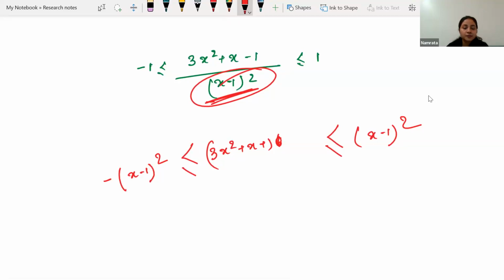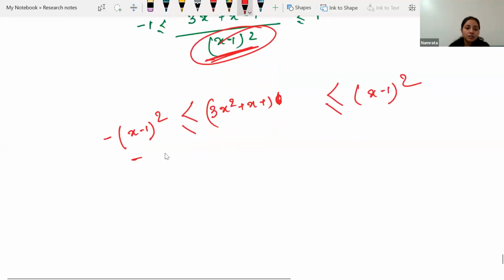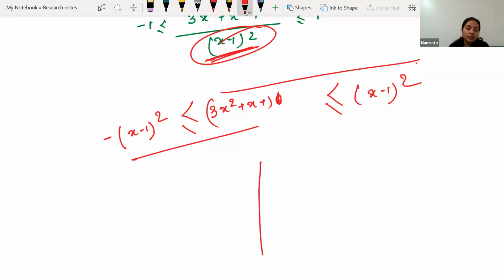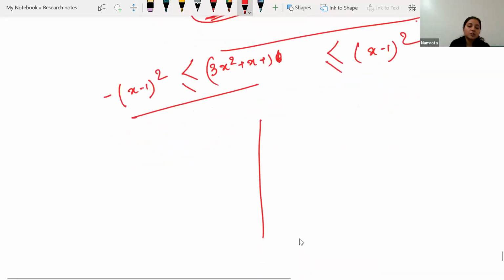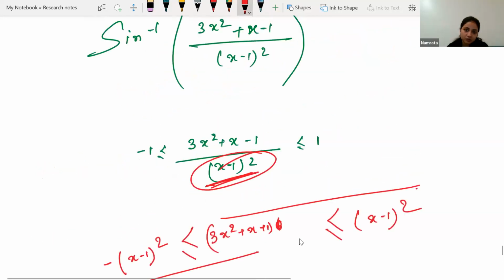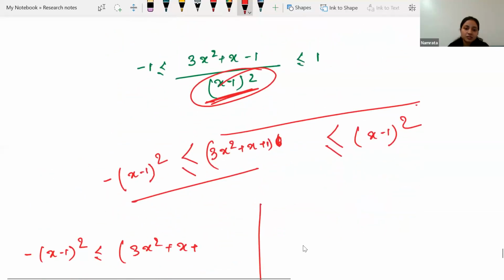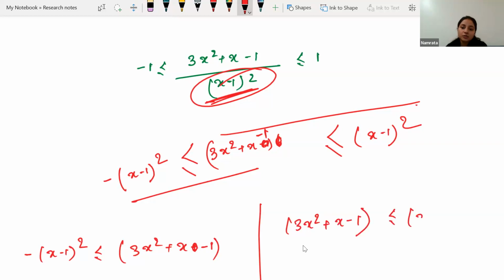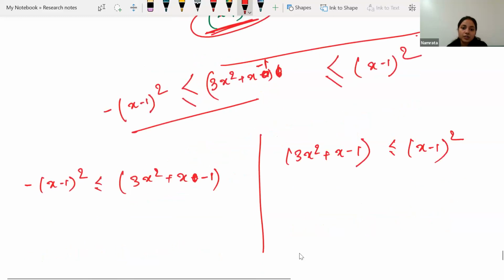Yes, ma'am. Let's solve it quickly. We have this one inequality, and another inequality; we will be solving it part by part, so that confusion will not arise. So minus x minus 1 whole square. Quickly, let's do it. 3x square plus x plus 1 we were having, no? Plus 1 or minus 1? Minus 1. And the other one is 3x square plus x minus 1 less or equals to x minus 1 whole square.